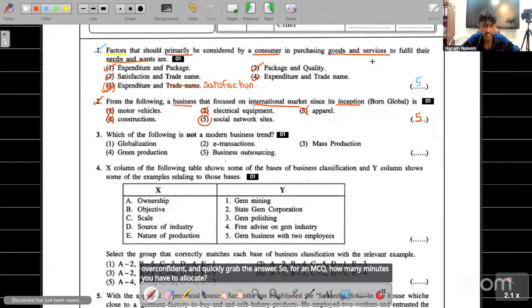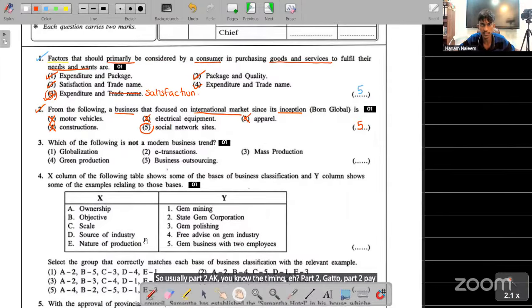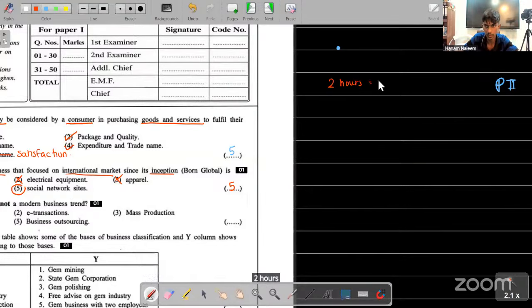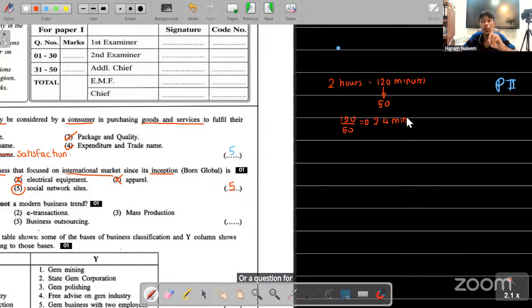So usually in Part 2, you know the timing. The Part 2 paper is for 2 hours, which is 120 minutes. In 120 minutes, you have to do 50 questions. So divide 120 by 50. For a question, you allocate 2.4 minutes. For an MCQ, you have to allocate 2.4 minutes.